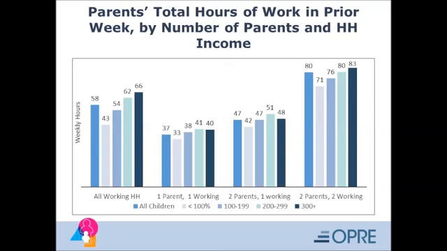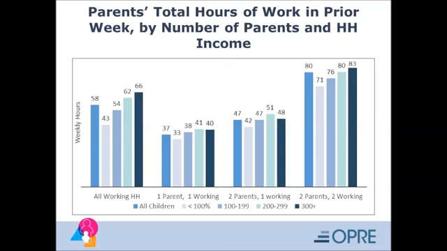In the second set of bars, now we're looking at households in which there is exactly 1 parent, and that parent is a working parent. The next set is when there are 2 parents in the household, but exactly 1 of them is working. So we have 1 parent who had work-related activities in the prior week, and 1 parent who did not have work-related activities in the prior week. And then the final set of bars is for 2-parent households in which both parents are working.